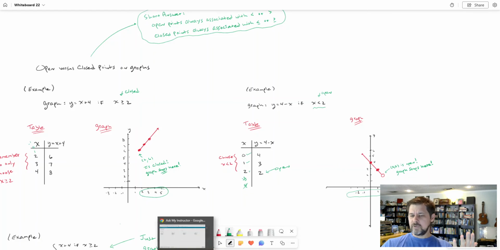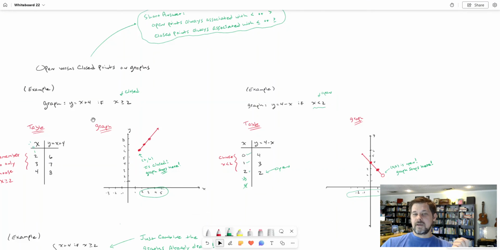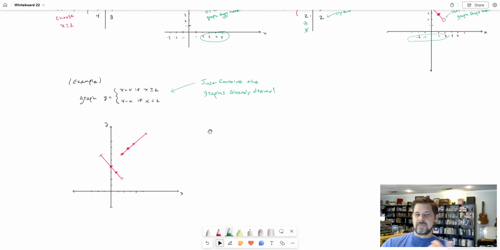Now, how would we do something like this? This doesn't exactly look as simple as the problems I just showed you. But anything like this is called a piecewise function, a combination of 2 simpler functions. So here's an example. How would I graph this? y is equal to x plus 4 if x is greater than or equal to 2, and y is equal to 4 minus x if x is less than 2. How would I graph that?